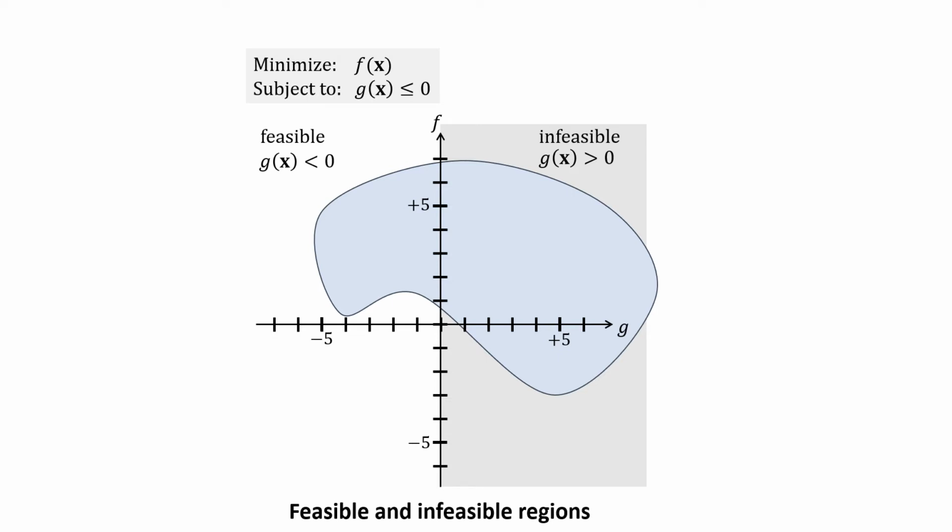Now, noting that the feasibility constraint is g of x should be less than or equal to 0, we mark off the infeasible and the feasible regions. This is g of x less than 0, which is feasible, and this is g of x greater than 0, which is infeasible. So everything to the right of this y-axis, the f-axis, is infeasible, which is shaded gray. Given any x, we can easily read off f(x) and g(x). Likewise, this is f(x) and g(x) for some other x.